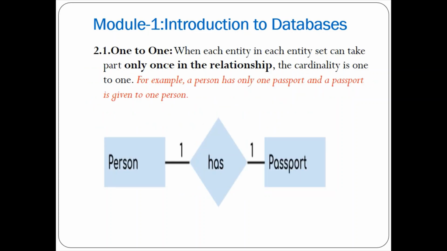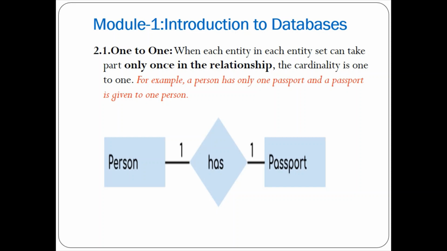The 1 to 1 cardinality ratio is defined when each entity in each entity set can take part only once in the relationship. We call it a 1 to 1 cardinality ratio. It means a single instance of an entity is associated with a single instance of another entity, then it is called 1 to 1 cardinality. Here, each entity of the entity set participates only once in the relationship.